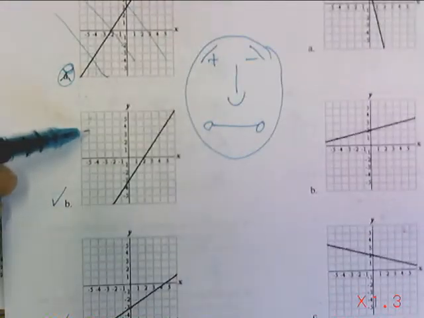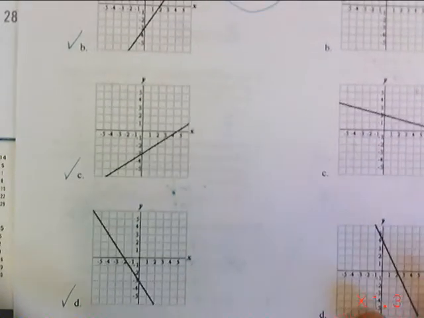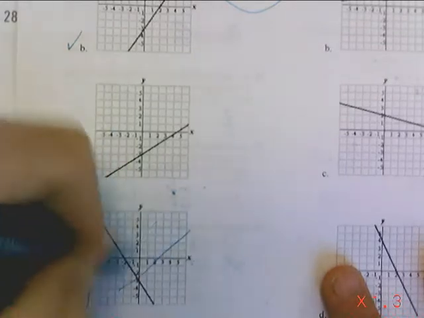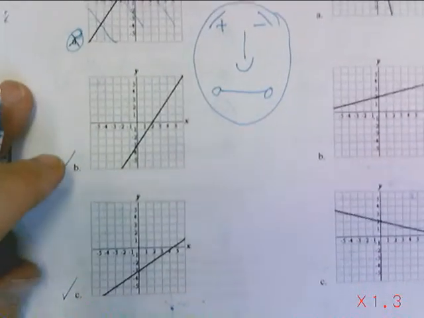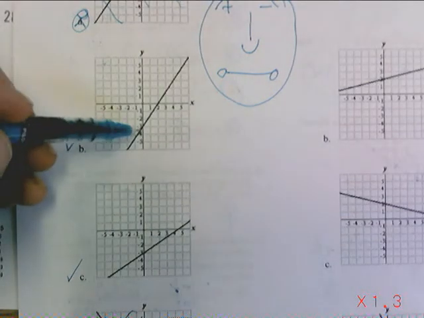B is uphill. C is uphill. D is downhill. So that would have a negative slope, so it can't be D. So it's either B or C. So now let's find the actual slope. I'm going to choose letter B.